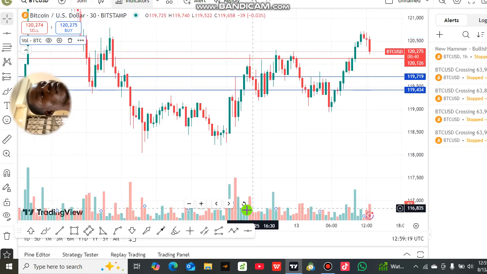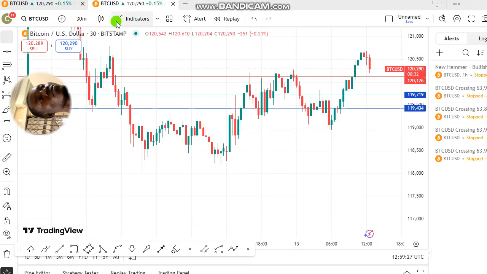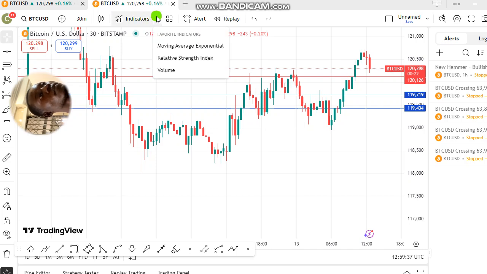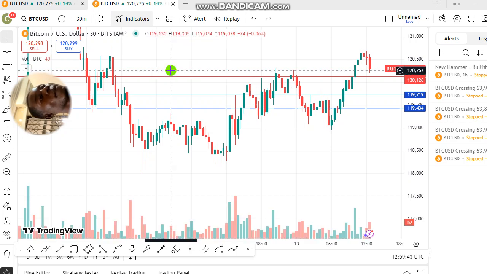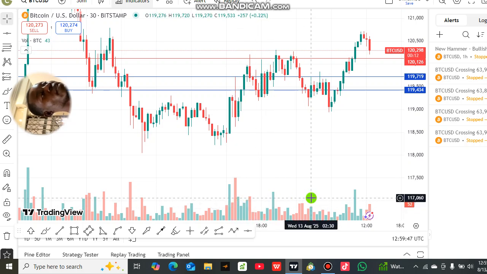First of all, if you want to know how to add the volume indicator to the charts, let me take you through that. You click on indicators. Then you click on volume. Then the volume will be added to the chart.